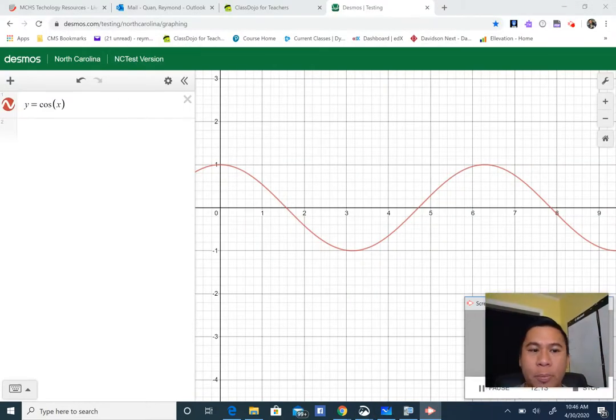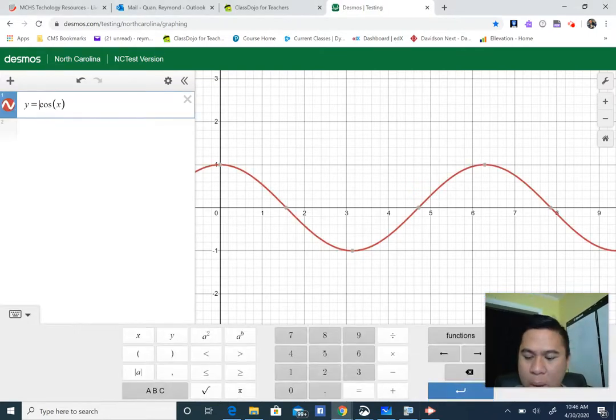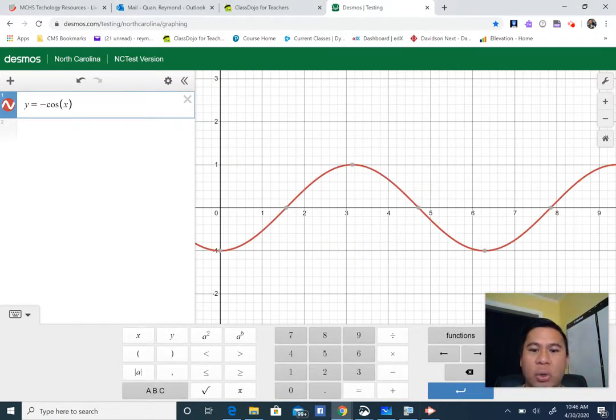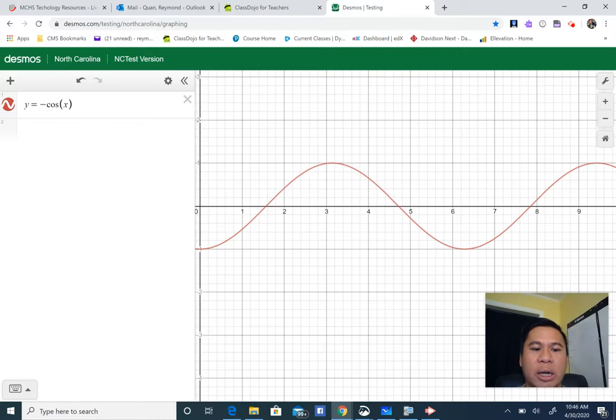Before we go to our second problem, let's verify using our Desmos graph and see how a negative cosine function looks like. As you may see here, this is how our negative cosine function looks, where it starts at the minimum, goes to the maximum, and goes back to the minimum for its one whole cycle.